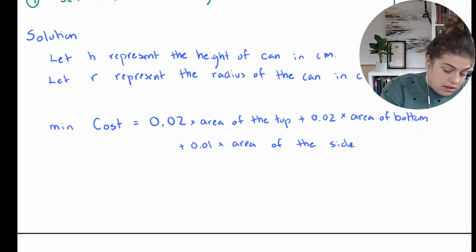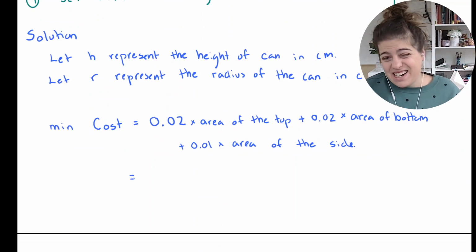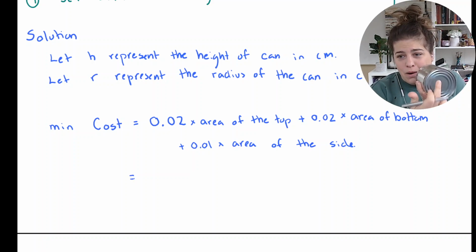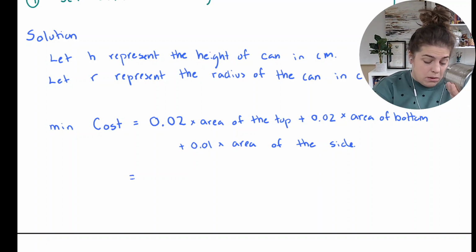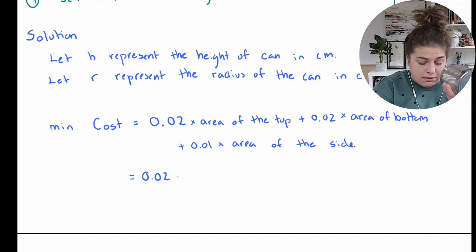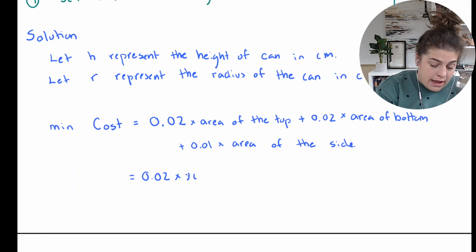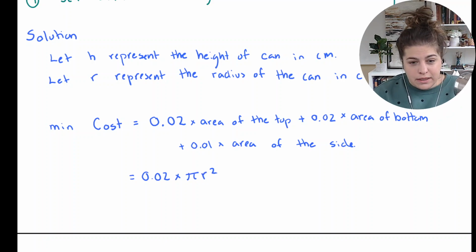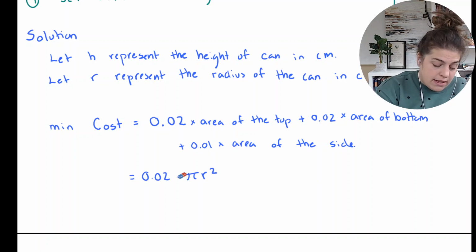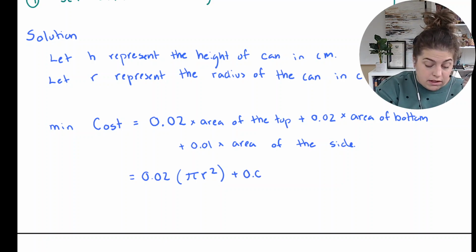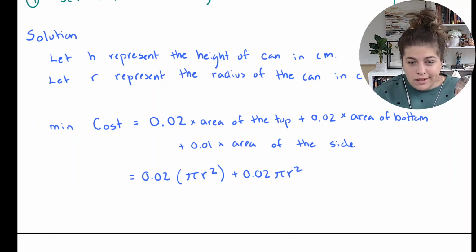And so that area of the top and the bottom is actually the same, and that is going to be the area of our circle, okay? So we're going to have 0.02 times the area of our circle, which is pi r squared. And you can write this out. I'm going to use brackets for my multiplication just so we don't think that that's an x variable somewhere. You can write it out again. This is for the bottom times pi r squared.